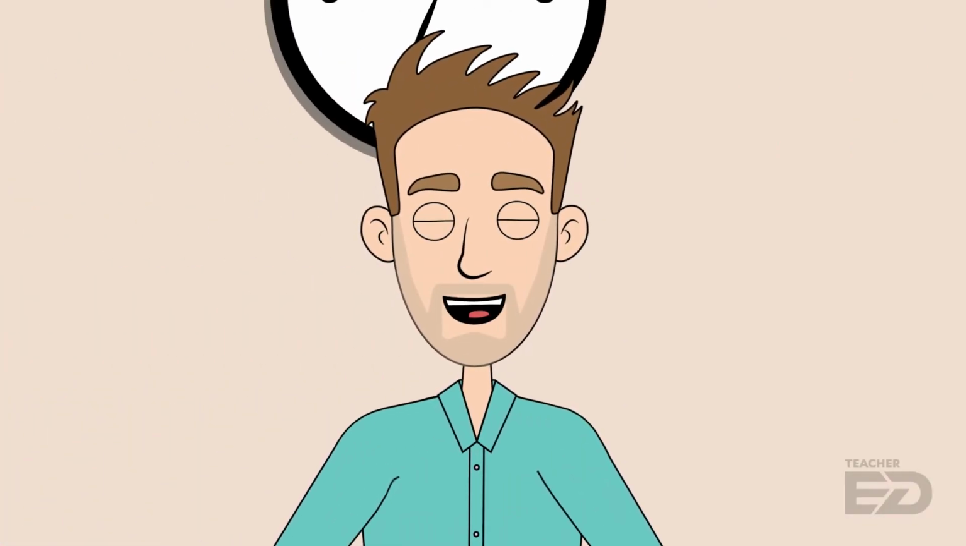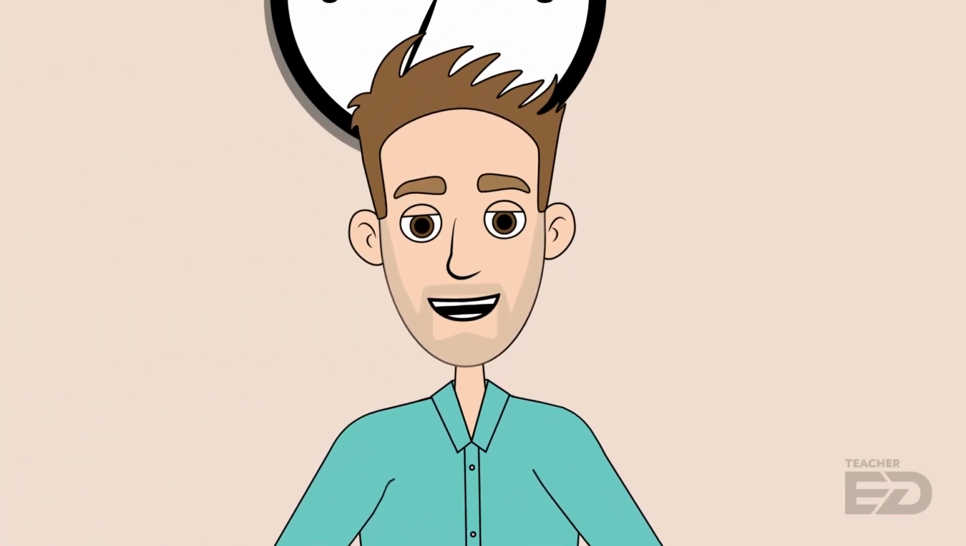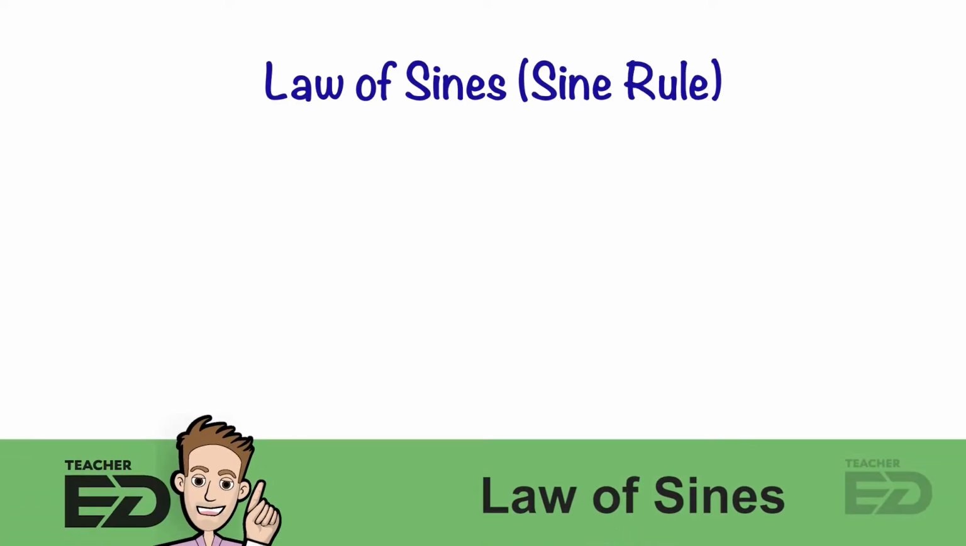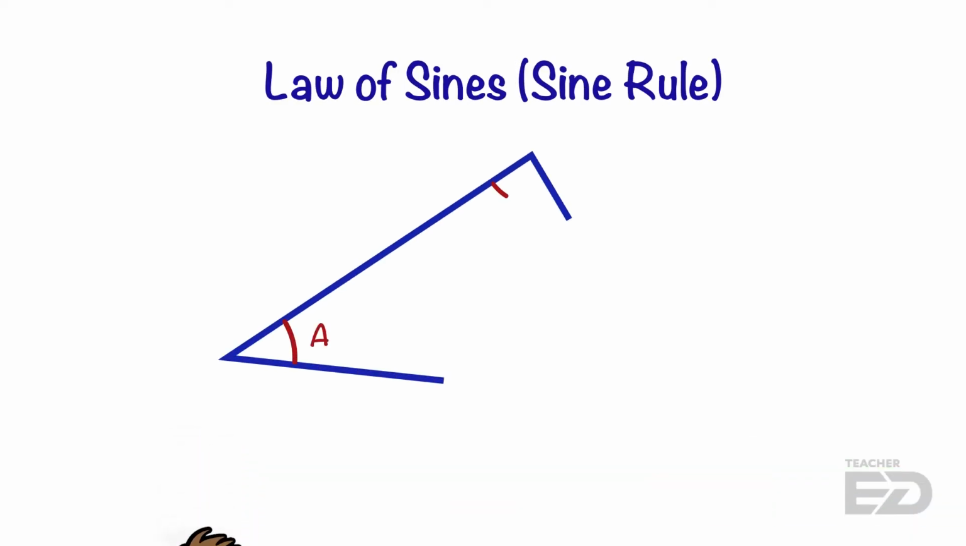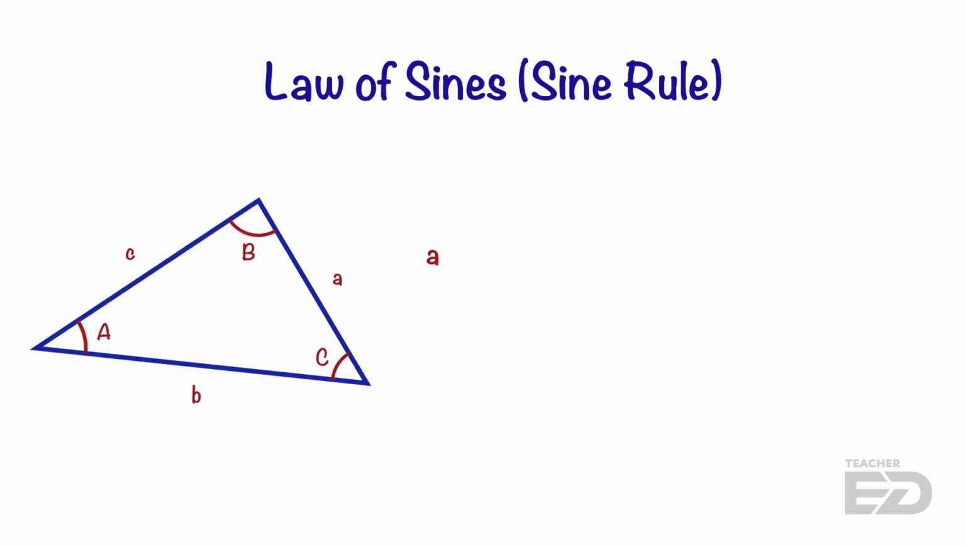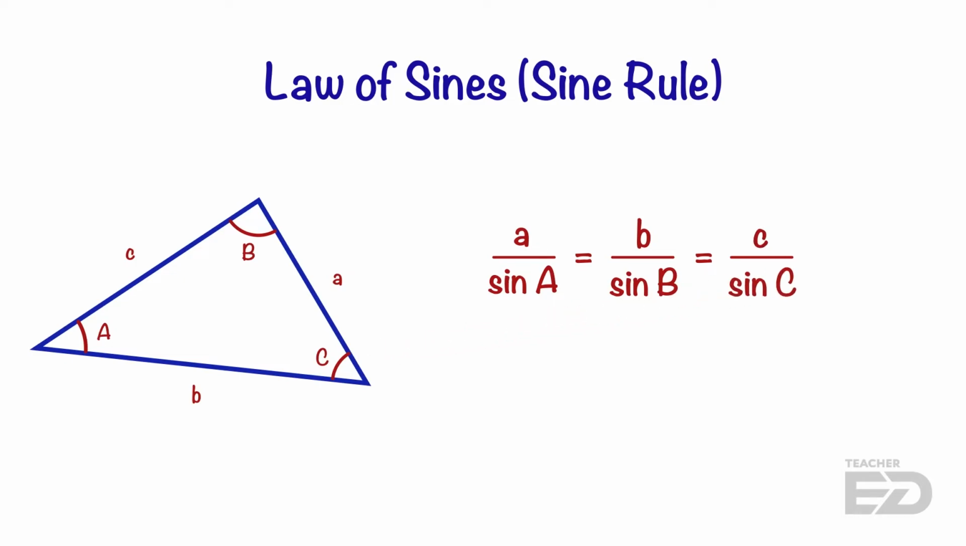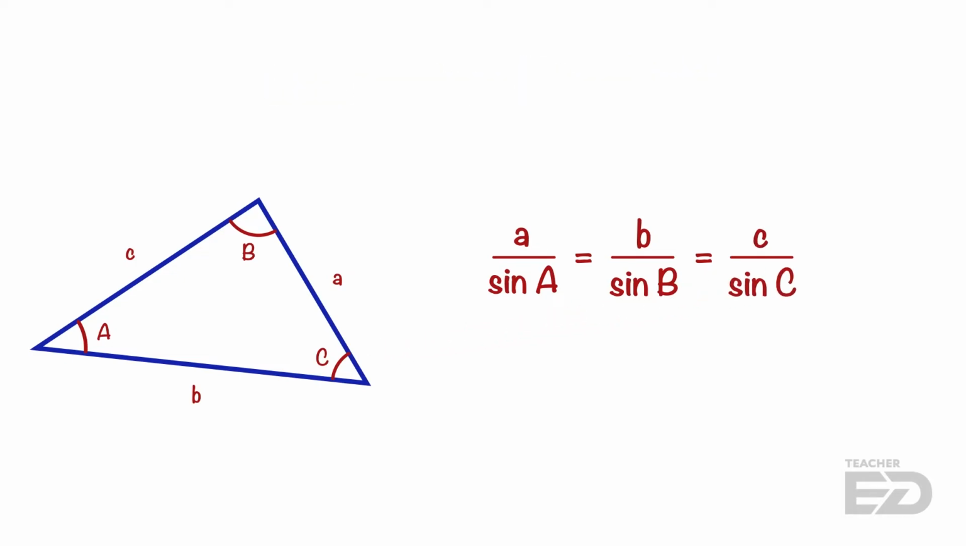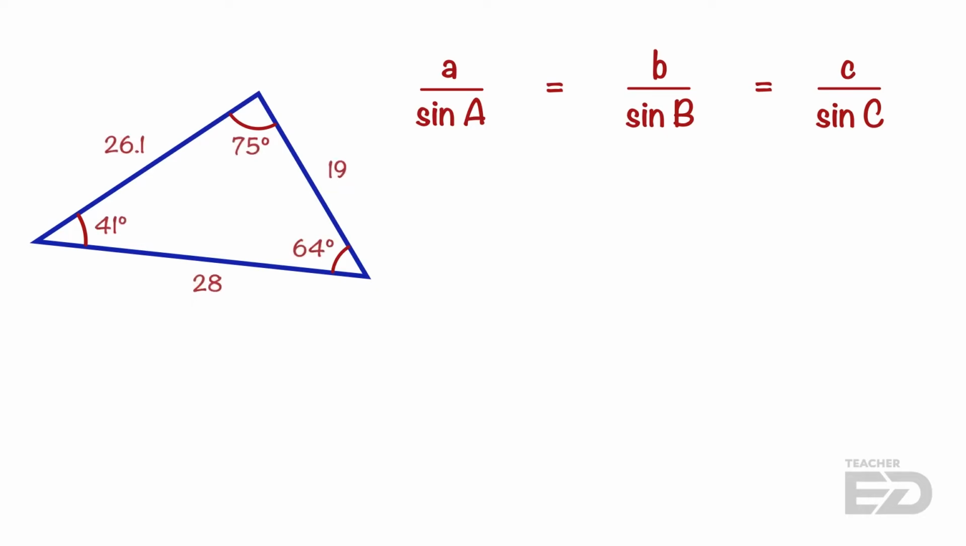The law of sines is another useful tool to have when working on non-right triangles. The law of sines works with ratios of sides to angles while using the sine function. It says that the ratio of side A over sine of angle A is equal to side B over sine B, and these are both equal to side C over sine C. So they're all equal to each other. Let's use this triangle here to prove this is true.